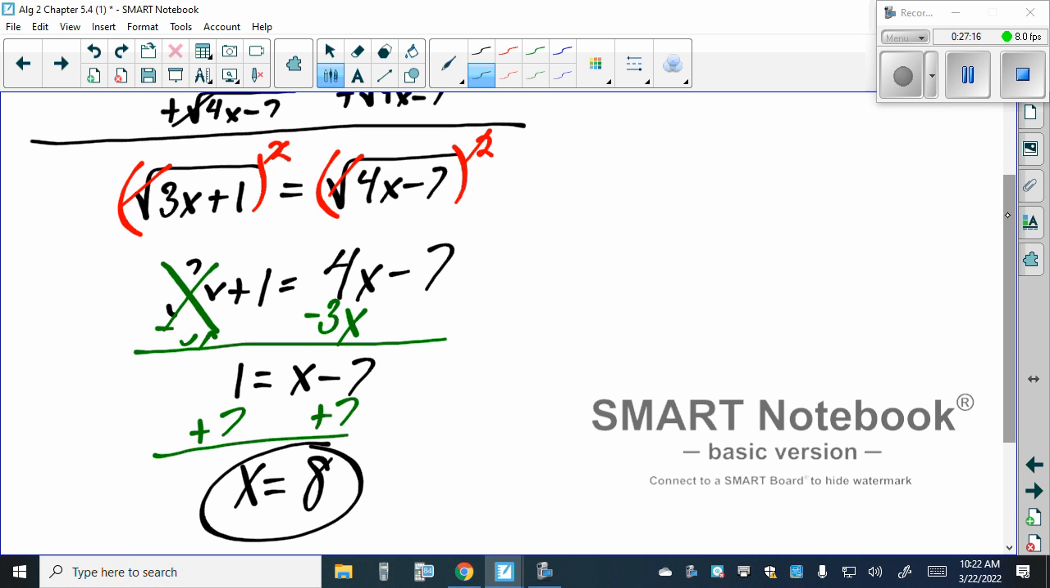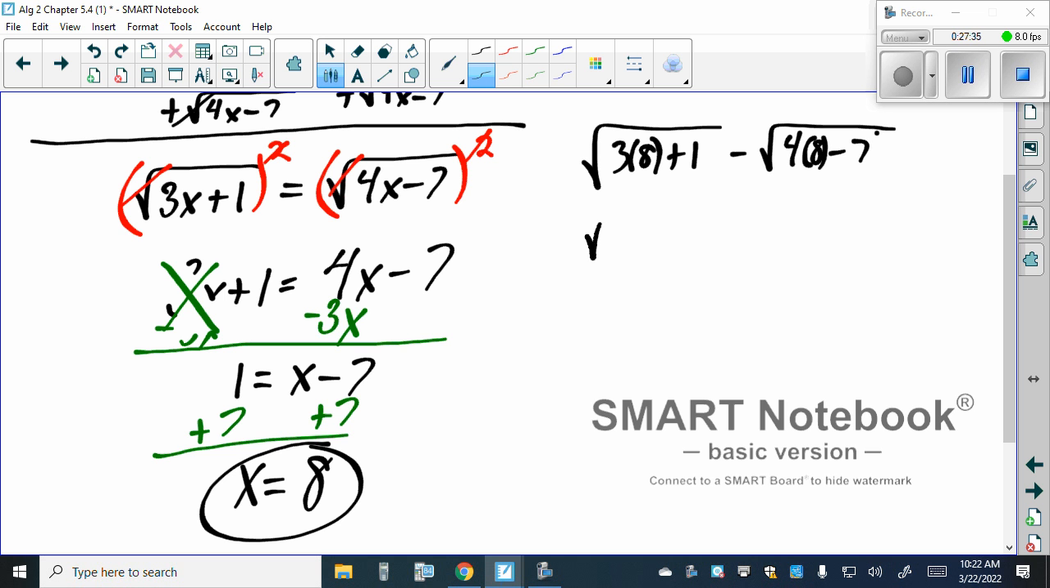All I'm saying is when we look back at this, 3x plus 1, 3 times 8 plus 1 is really not going to give us a negative number. The same is true for 4x minus 7. So we could say 3 times 8 plus 1 minus 4 times 8 minus 7. 3 times 8 is 24 plus 1 is 25. 4 times 8 is 32 minus 7 is again 25. Is the square root of 25 minus the square root of 25 equal to 0? Yep. So it works.